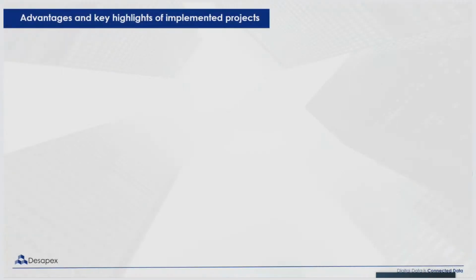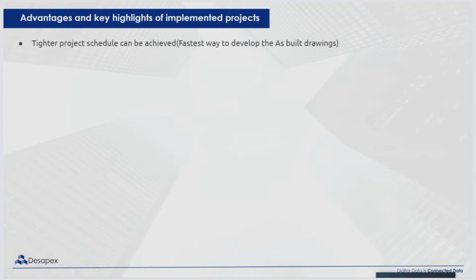Now we'll come to the advantages and key highlights of implemented projects. When we are using laser scanning technology, we don't need to always reach the element. If you have to measure a beam, a column capital or a facade, you don't need to reach there, which means our dependency on the scaffolding is reduced. Just think of the time required to assemble and disassemble the scaffolding or even reposition a ladder. It is a saving of both money and time, which means it is the fastest and the safest way to develop the as-built drawings.